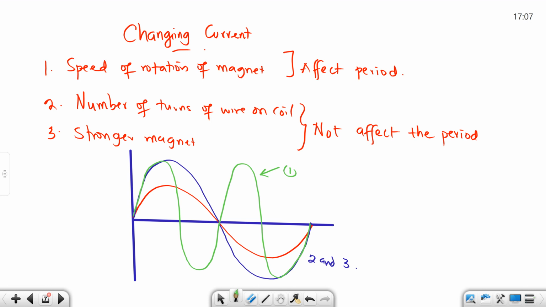The green one: when you change the speed, it affects the period. So you have more waves in one full cycle. An examiner can throw that in, possibly in multiple choice as well. So let's take note of that. All right. Can I move on quickly?